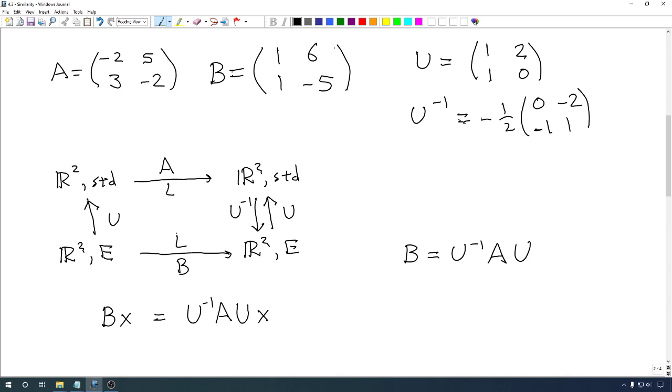If you take the U inverse, this matrix here, multiply it by A, then multiply it by U, or we could do A times U first and then multiply it in front by U inverse. The order doesn't really matter there. But you should get the matrix B.